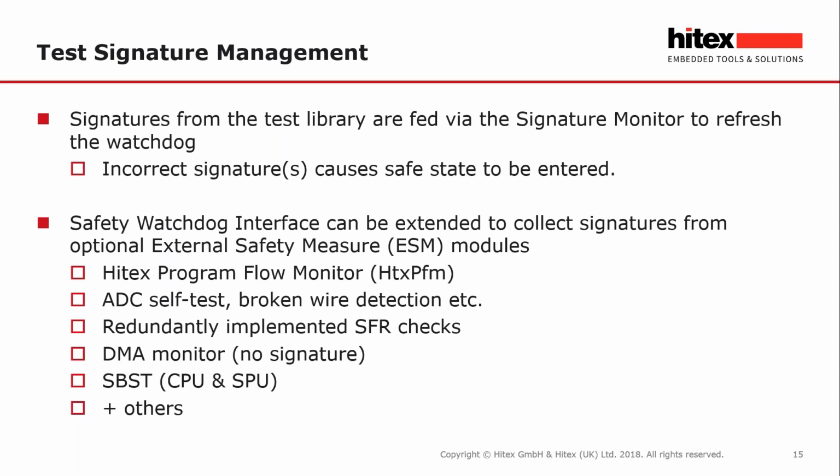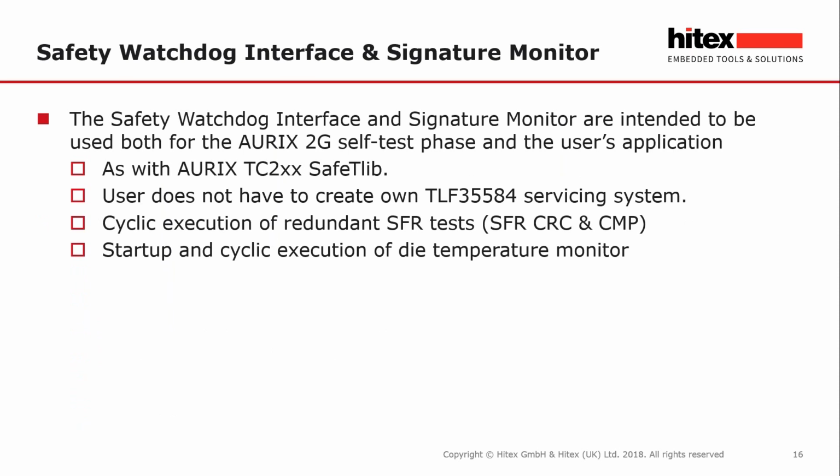So typical ones are things like the program flow monitor, the ADC self-test, which includes things like broken wire detection. It collects signatures from the SFR checks, the DMA monitor, although that's a slightly special case, which I'll explain later, and the SBST, and some others like, for example, the die temperature sensor.